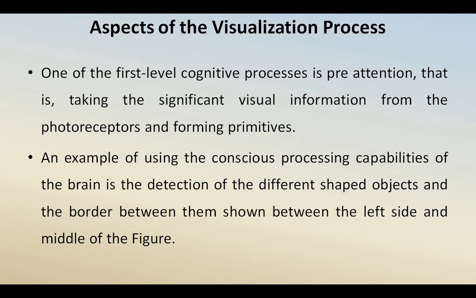An example of using the conscious processing capabilities of the brain is detection of differently shaped objects and the border between them, shown on the left side and middle of the figure. The brain's left side is responsible for identification of shapes and photographs. It takes the photo in the form of multiple different shapes, attains a border between each shape, and finally identifies what that particular photograph is. It can easily identify it. So the human brain's photoreception part lies on the left side of the brain.